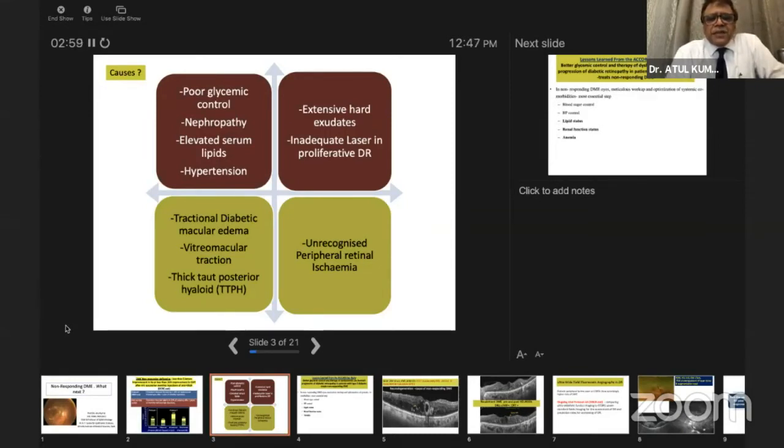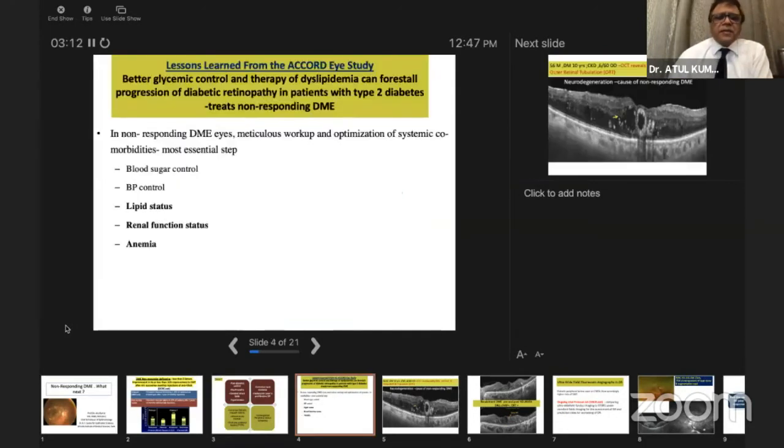And I just mentioned that wide field angiography is of great help, and it sometimes helps you to pick up peripheral retinal ischemia, which causes VEGF release and subsequent indirect macular edema. So the ACCORD study was an important study, which about 7, 8, 10 years back told us that glycemic control and dyslipidemia control can forestall progression of DR in patients with type 2 diabetes, and it treats non-responding edema. So these are systemic factors.